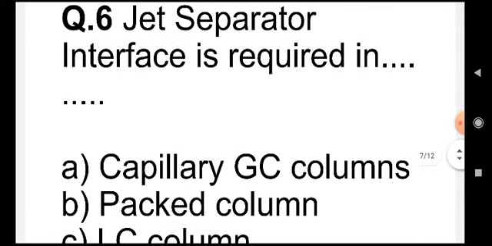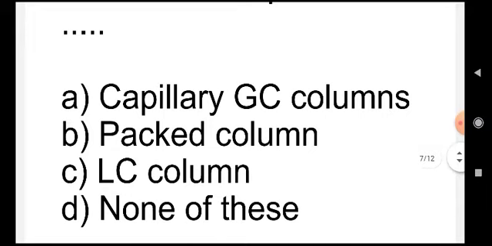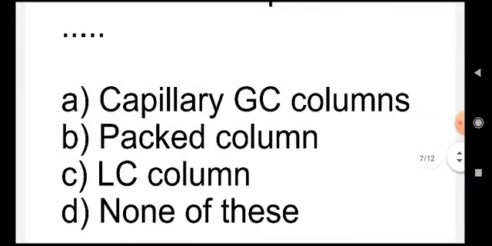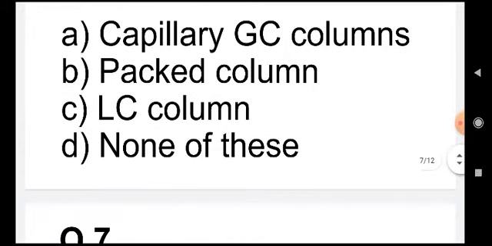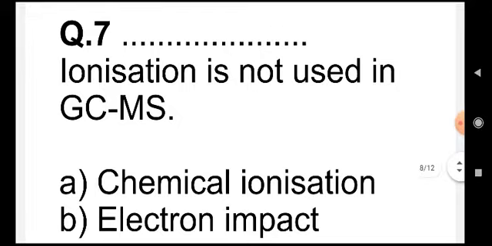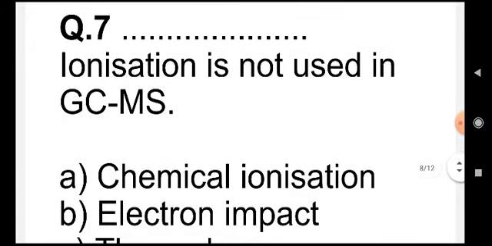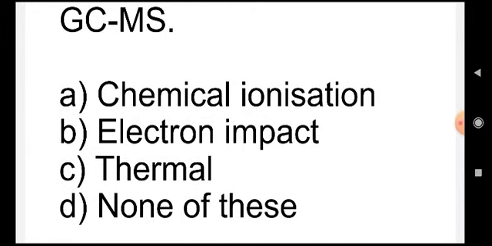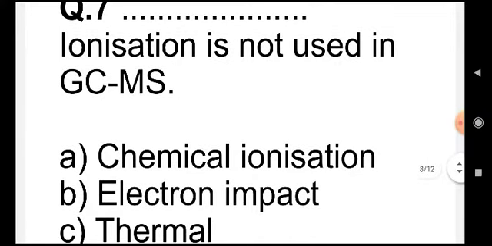Jet separator interface is required in capillary GC column, packed GC column, LC column, none of these. But the jet separator is required for packed GC column. So B is the correct answer. Which ionization is not used in GCMS? Chemical ionization, electron impact ionization, thermal ionization, none of these. The correct answer is thermal ionization. In GCMS, thermal ionization is not used.